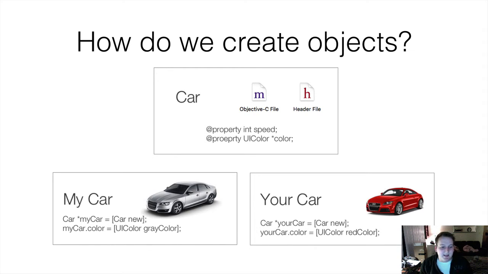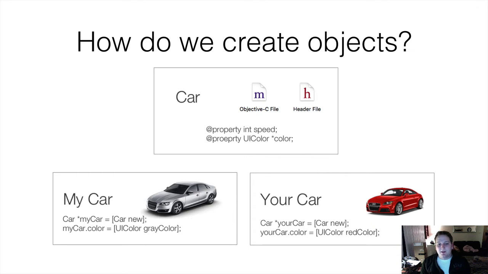So you can see in this example that I have my car. So car, called myCar, equals car new. So we made an instance of that car, and then we set its color to gray. And then we made another car with the same class, a new object called yourCar, and yourCar's property of color is set to red.